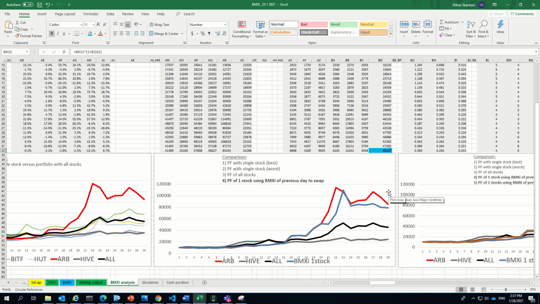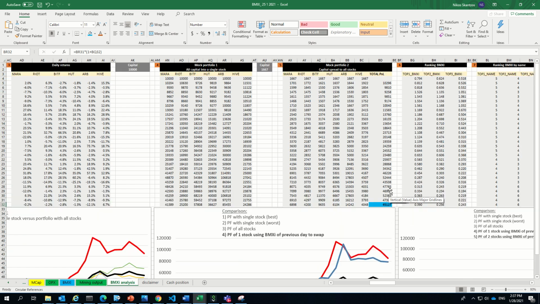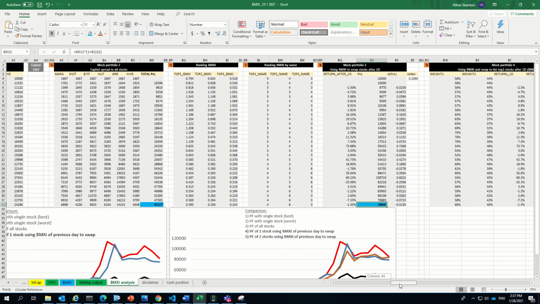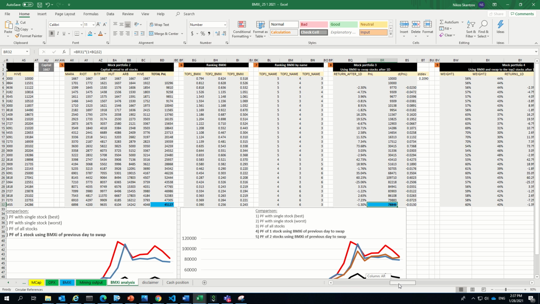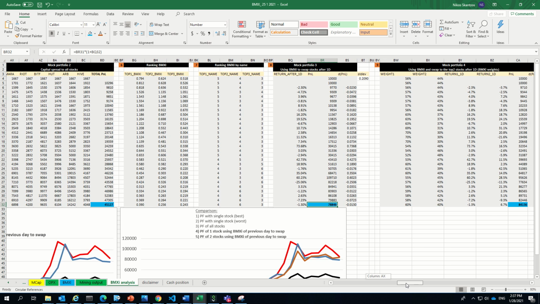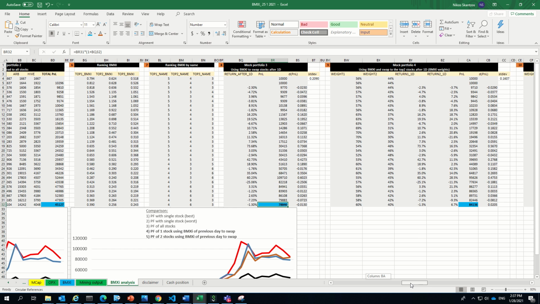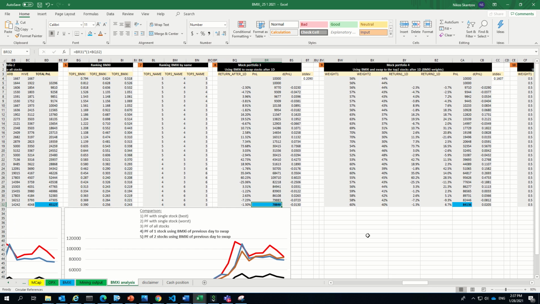But the nice thing here is that I didn't have to make a choice in the beginning. I didn't have to gamble. I simply followed BMXI, what it told me 2 days ago. So that's nice. But then there is more to be tested. This is what I've done here.